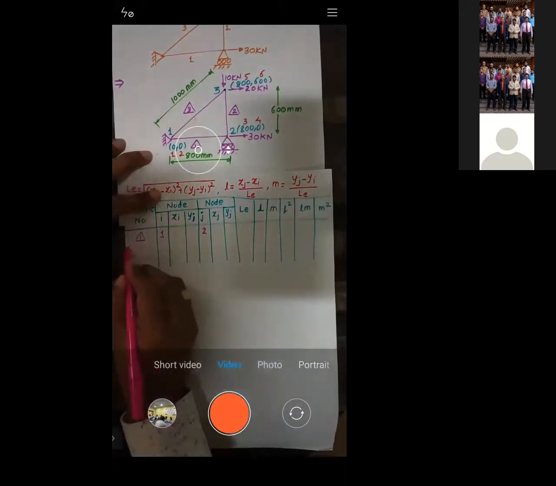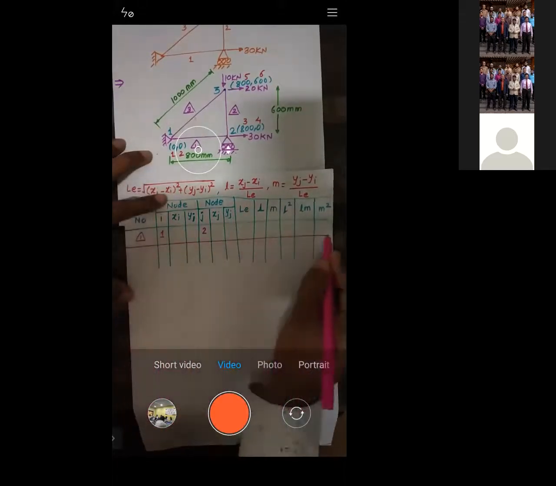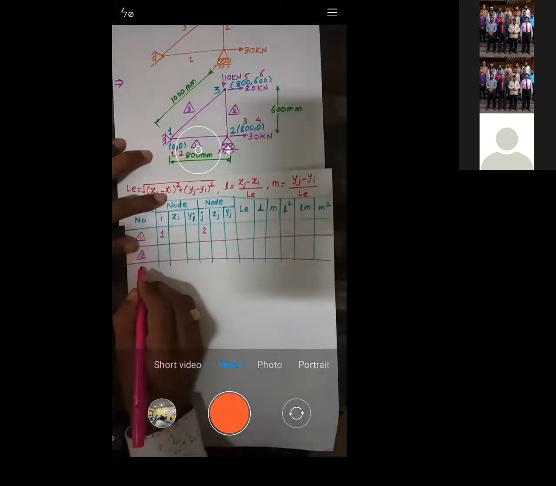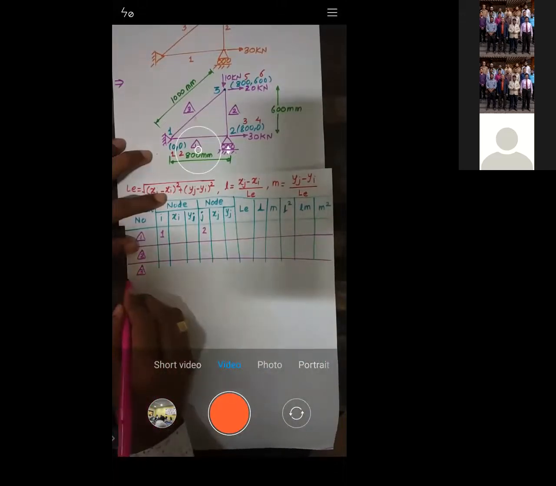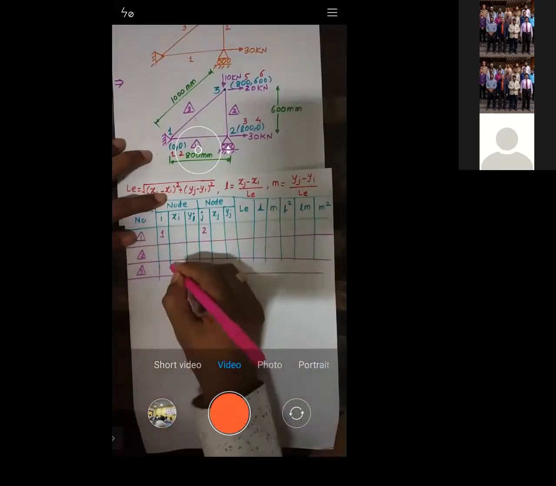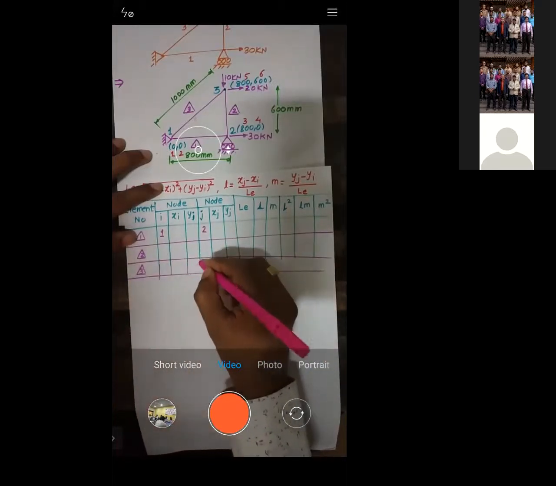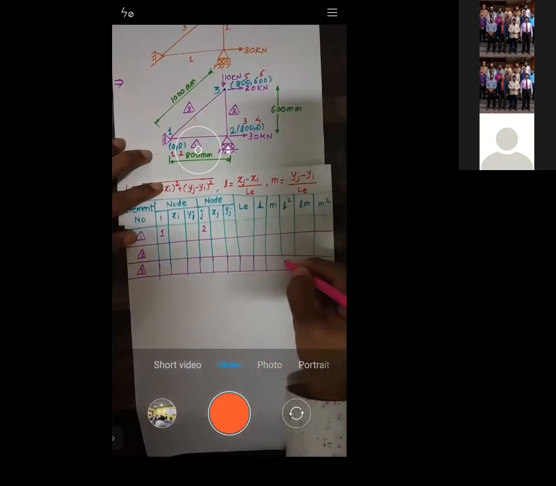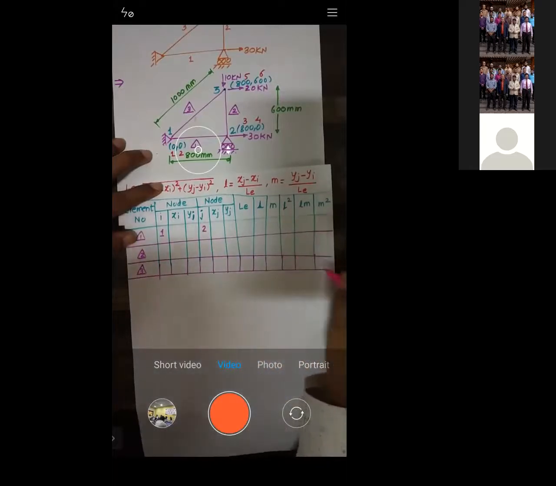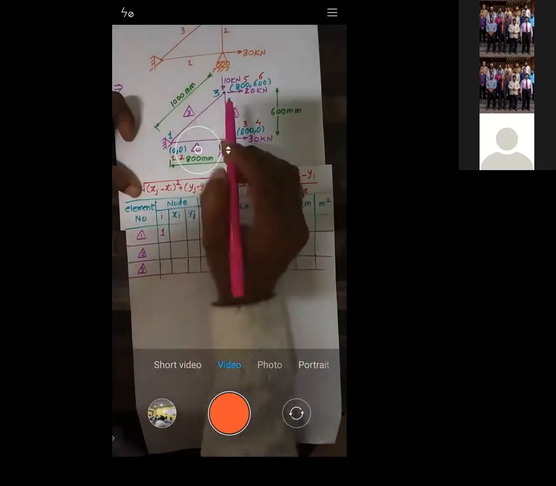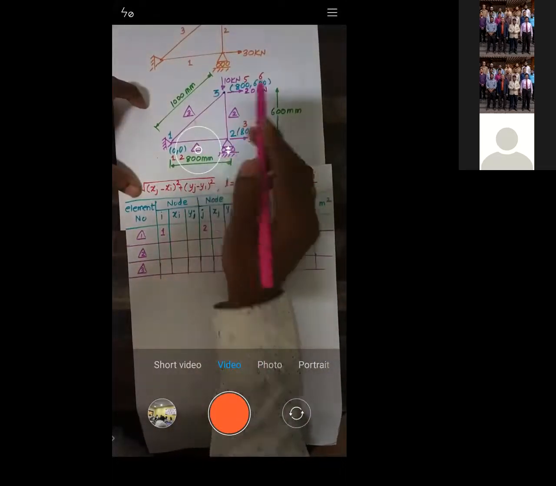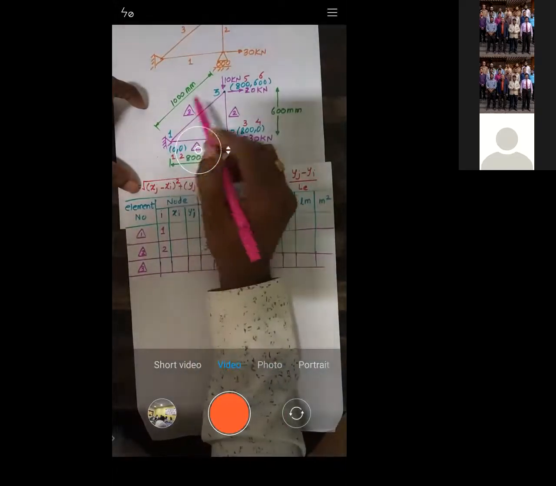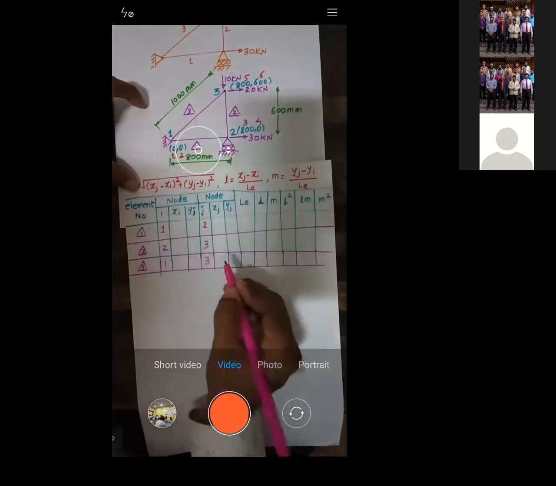Similarly, I will write down for element number 2, and for element number 3. Let us start filling this table. Now, if you can see, element number 2 is between 2 and 3, right? If you go for element number 3, it is between 1 and 3, right?